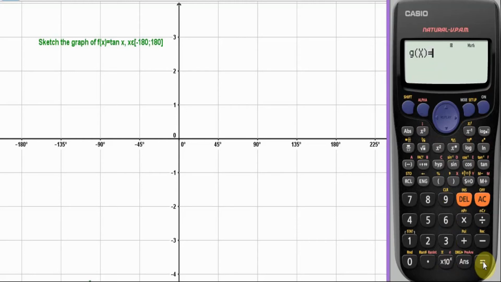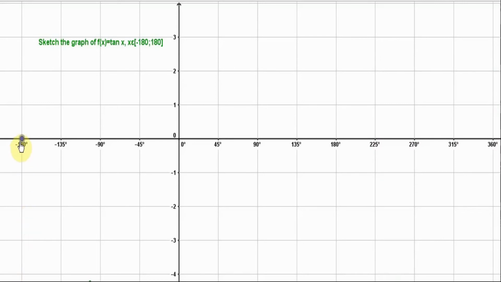g(x), we don't want it now. Start minus 180 in this question, equal to, ending positive 180, equal to, step tan of 1x. Okay, so we use 90, equal to. Look at the question now. Coordinates minus 180 is 0. Okay, we mark that point. Minus 180, 0 here.